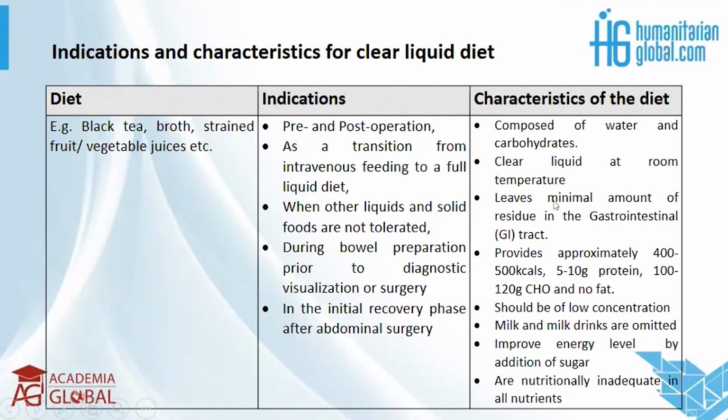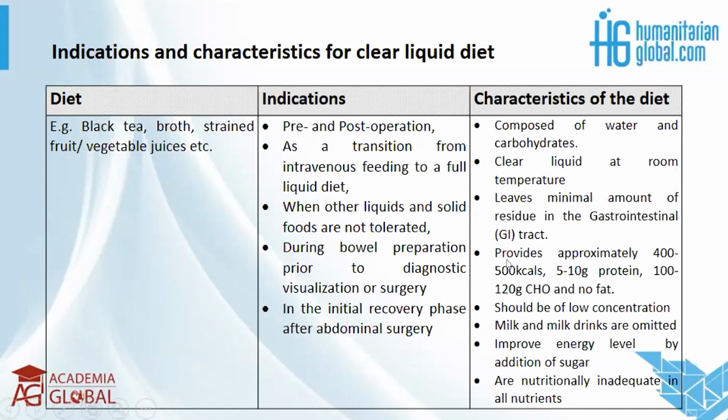So how is this diet? How should it look? It should be composed of water and carbohydrates. And this is simple carbohydrates. Actually, this is sugar. It should be a clear liquid at room temperature. It should leave a minimal amount of residue in the GIT tract. That means it should not have fiber. After digestion, it should not have anything that is not absorbed. It should have no wastes that are left in the GIT system.